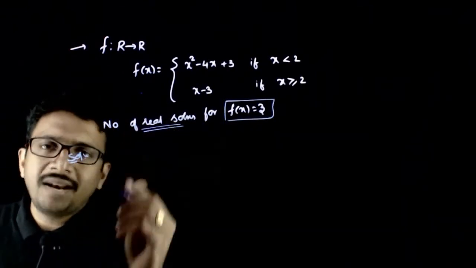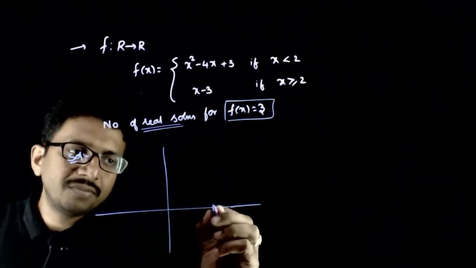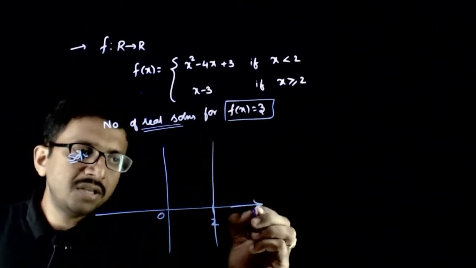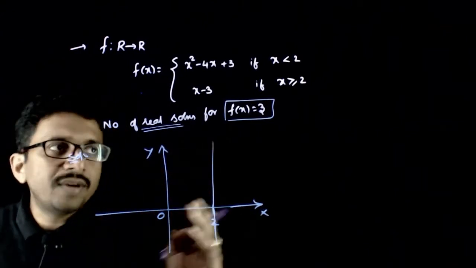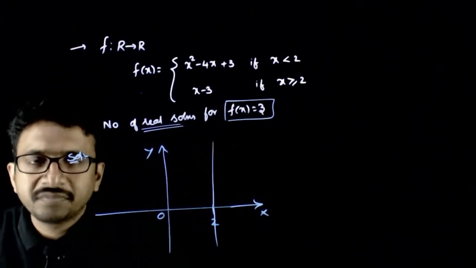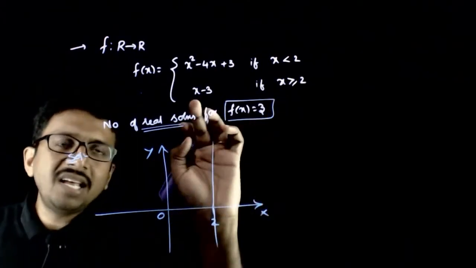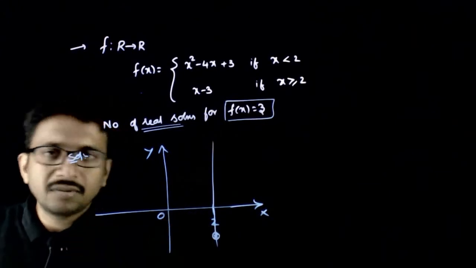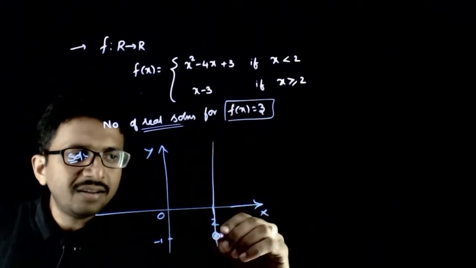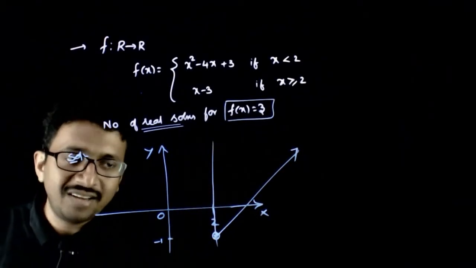So first let us try to analyze f of x. f of x is differently defined when x is less than 2 and greater than 2. So if this is my 2, this is the origin, this is the x-axis and this is the y-axis. When x is greater than or equal to 2, f of x is defined as x minus 3. So it is a linear function with slope equal to 1, an increasing function. When x is exactly equal to 2, the value is minus 1. The function starts from minus 1 and then it increases linearly. So this is how the function looks as x is greater than 2.